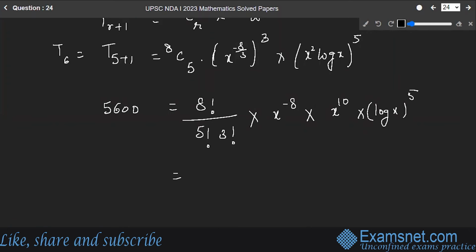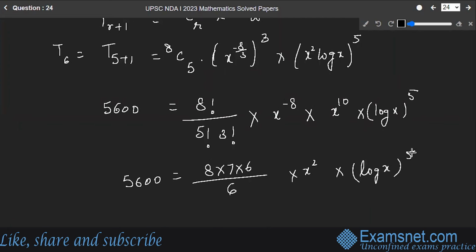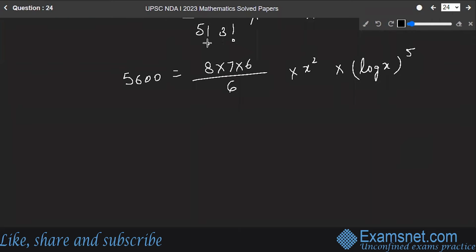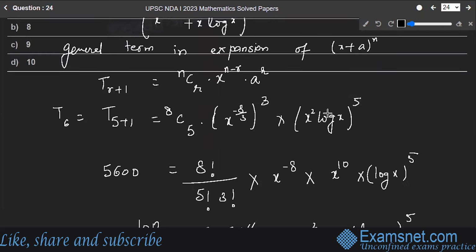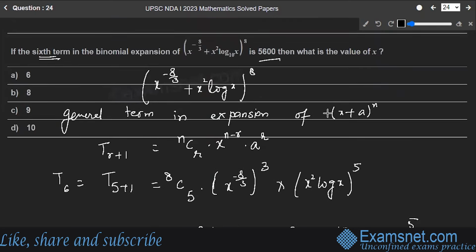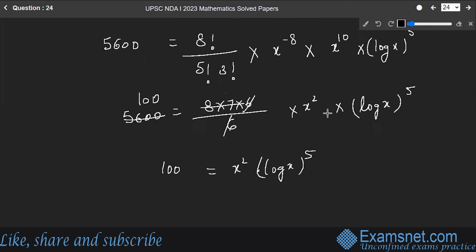Okay, so this is 8 into 7 into 6 upon 6 into x raised to power 2 into log of x raised to power 5. Right? So let's do the cuttings. This will cancel, and this will cancel. So you have 100 is equal to x square into log x raised to power 5. So what can be done next? Let's pick up the options one by one. We have 6, 8, 9, 10 as the options.